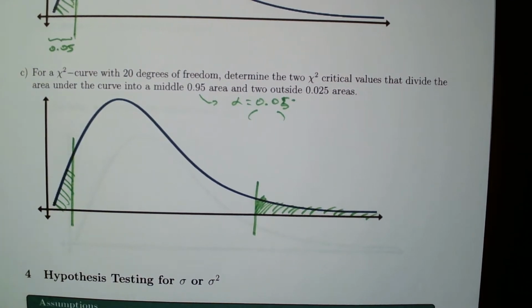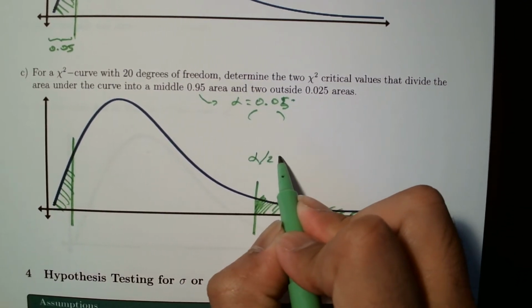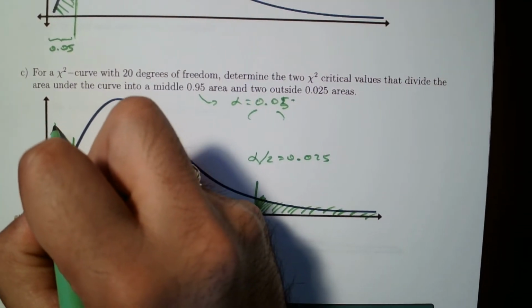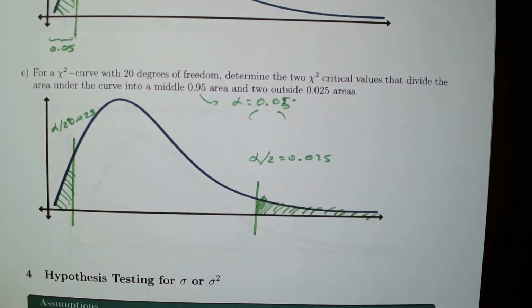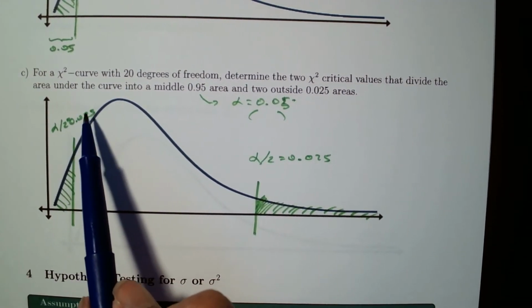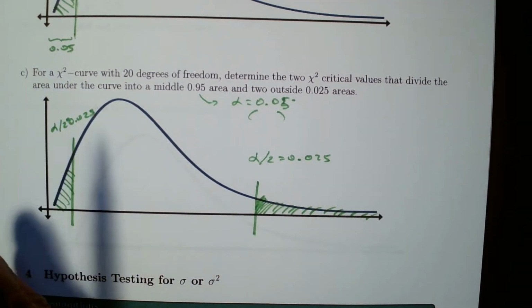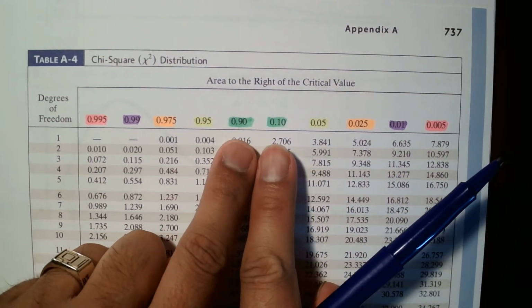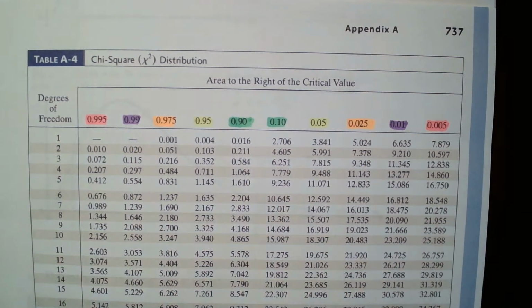How do we interpret those? Well, that's an alpha over 2 of 0.025, and another alpha over 2 of 0.025. But ultimately, we don't read this 0.025 from the left. That's why I got this table and highlighted each number with colors.